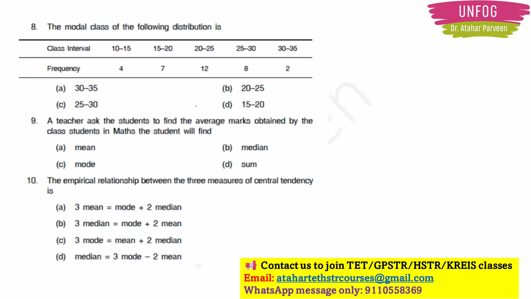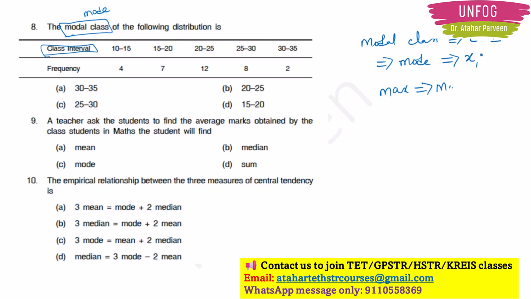Next, question number 8. The modal class of the following distribution is. Modal class means they want you to find the mode. But here xi is not given. In place of xi they have given class intervals. So you find the corresponding class interval for the maximum frequency. Modal class is the same as mode, but we said mode when deviations or xi were given. Modal class is for class intervals. The maximum frequency will correspond to the modal class interval.